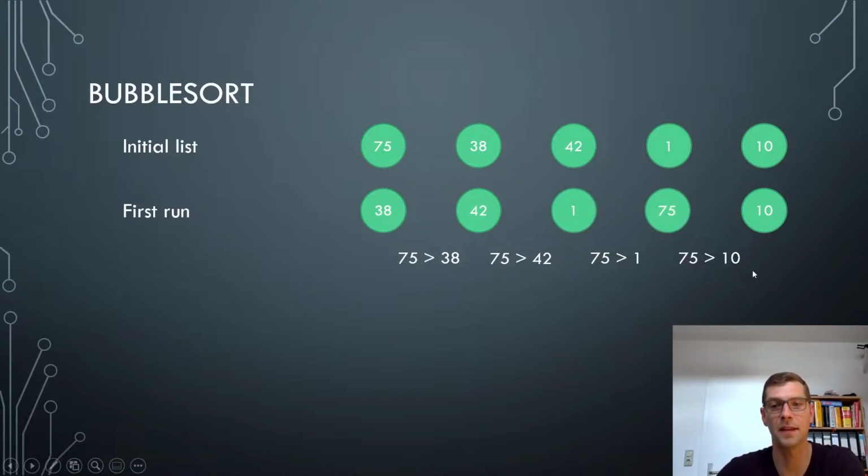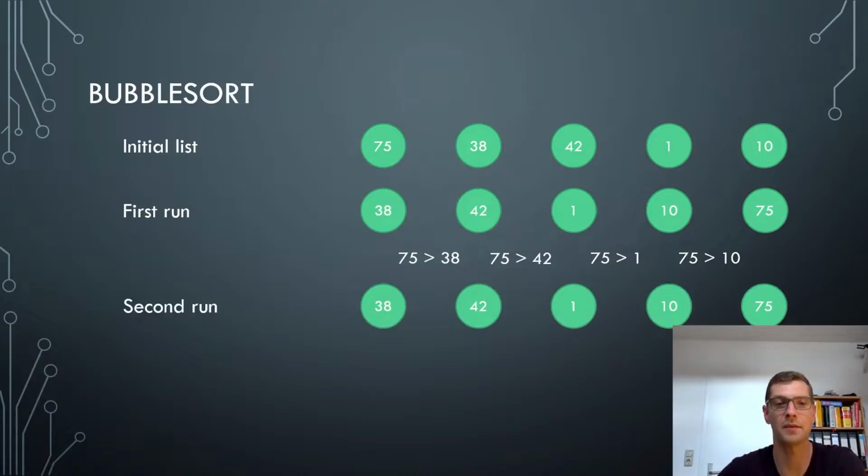And as you can see, the 75 is the biggest element here, so it is bubbling up, it's rising in our data array. Alright, so in our second run we compare the 38 with the 42 again, and there we don't actually have to swap because the 42 is already bigger than the 38. But in the next step we compare the 42 with the 1, and there we have to do the swap. And the same we have to do also for the 10 in the end.